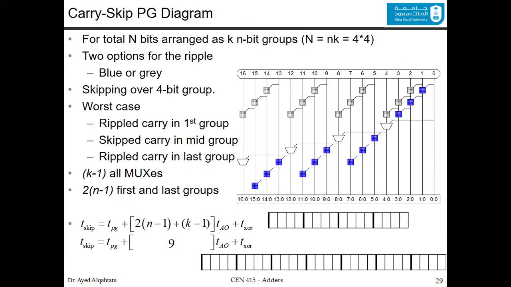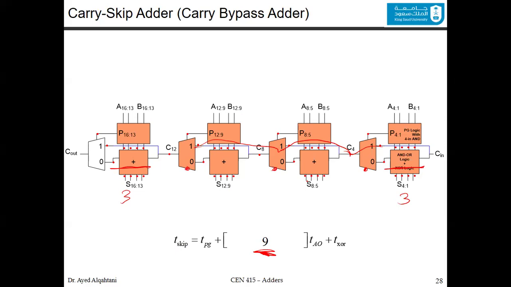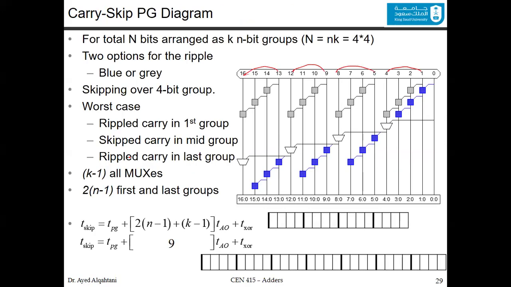So to do this in the VG diagram, the first grouping, and the second, and the third, and the fourth, we do the rippling as one option. So the first option is to do the ripple, the ripple, the ripple, the ripple. Is that all the time? No. Sometimes we skip, sometimes we don't. This is why we introduced this multiplexer here. So sometimes we skip.